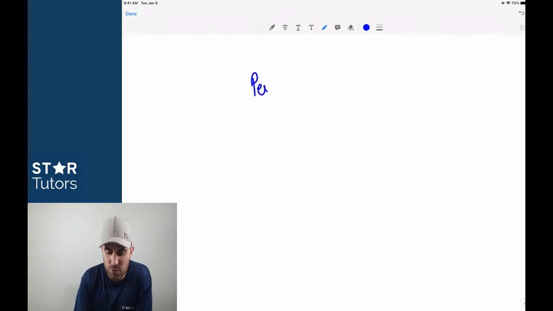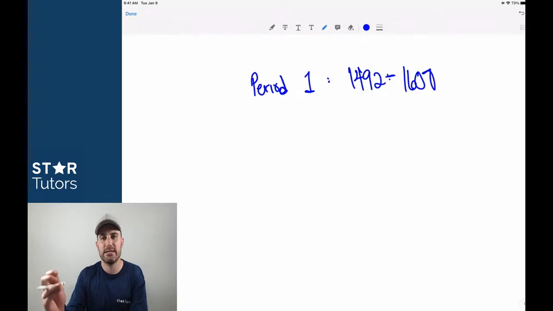The first period, the one that most students struggle with, is from 1492 to 1607. This is the landing at Jamestown, the first colony in the United States. And as we write these down, it's very important that you understand, in your own studying, which time period you know best, or which one you feel the most comfortable with.